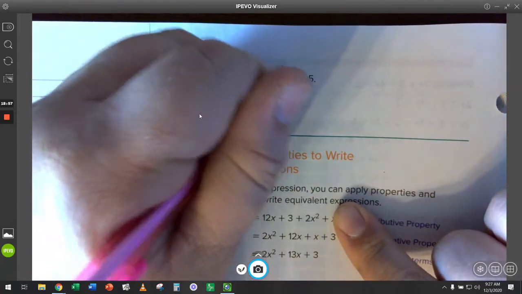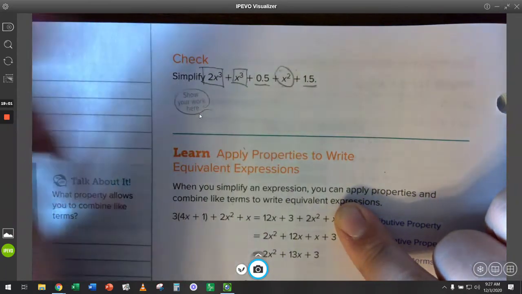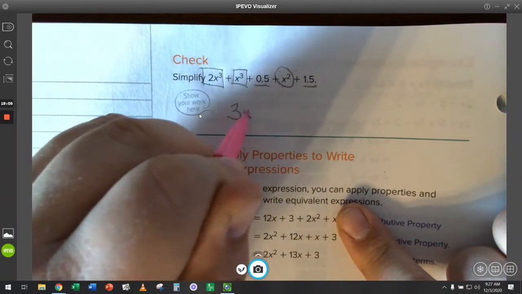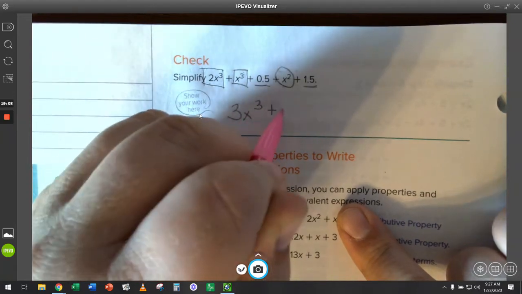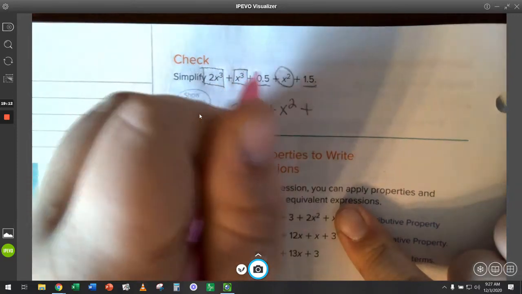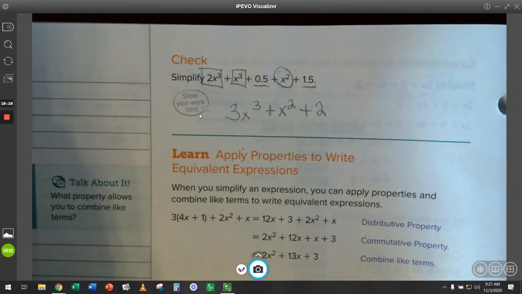I'm going to circle this one because it's on its own. And then we can underline what's left over. So now we can combine this. 2 plus 1 is 3x cubed plus x squared plus 0.5 plus 1.5 is 2. And that would be our simplified expression.